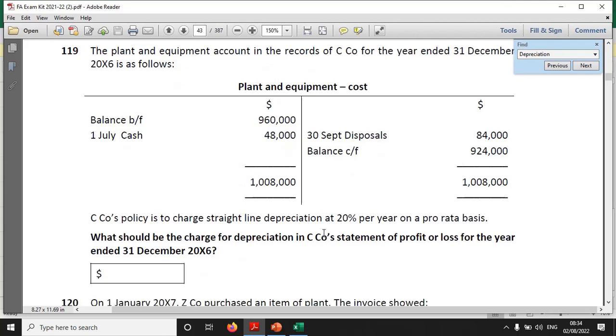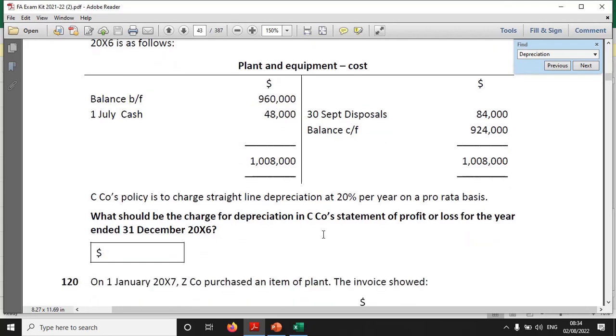Now, the question is, what should be the charge for depreciation in C company's statement of profit or loss for the year ended 31st December 20x6? This should be the simplest question. You know why? It has got no multiple choice. So, even if you got the wrong answer, you don't have to worry.